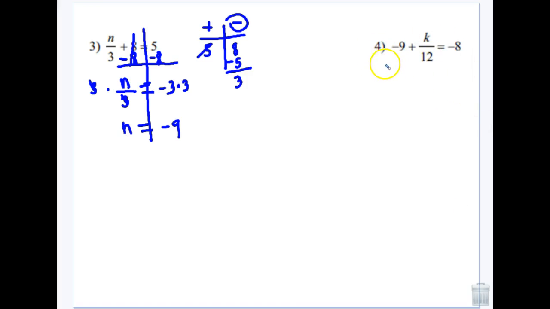So that means that you need some extra help or support here. So let's go ahead and do this, okay? Yes. So plus 9, right? Because I'm going to add the opposite to both sides. Plus 9.